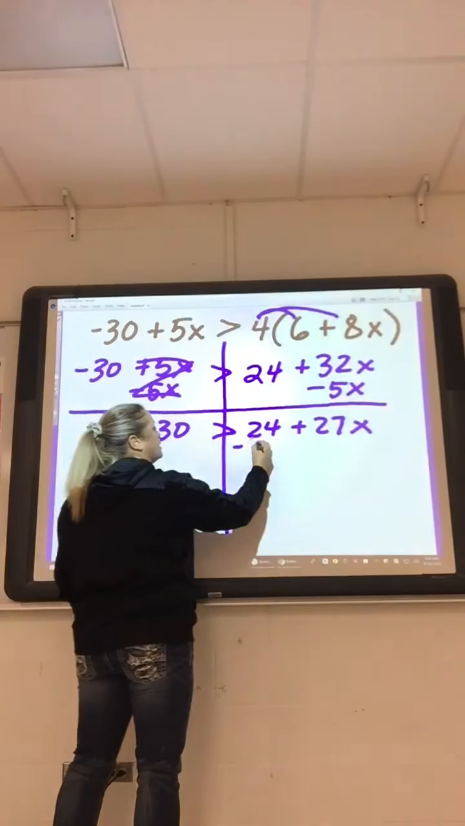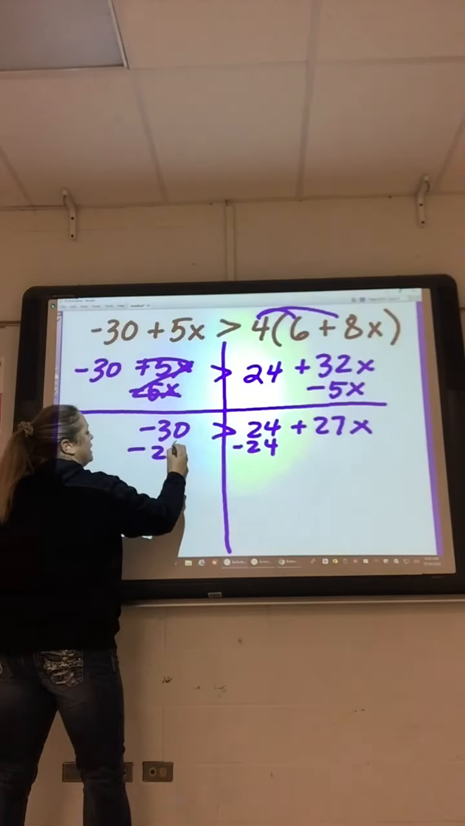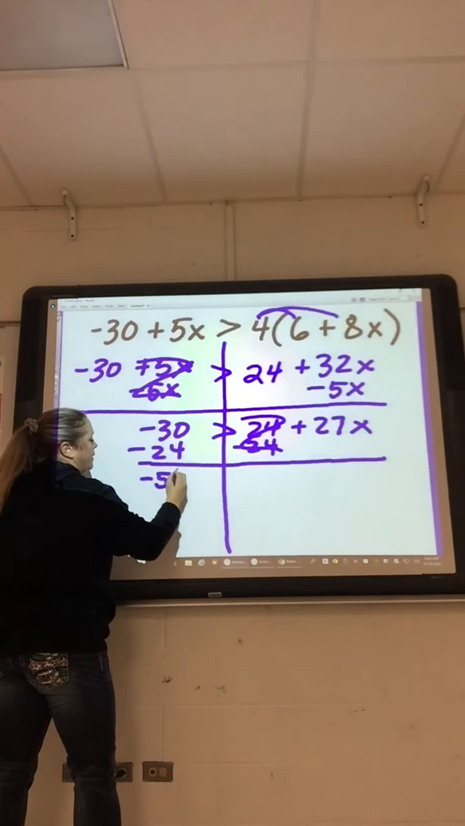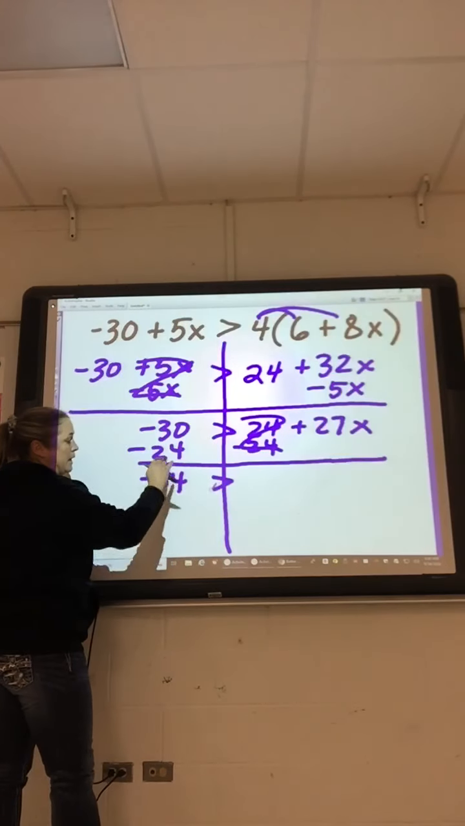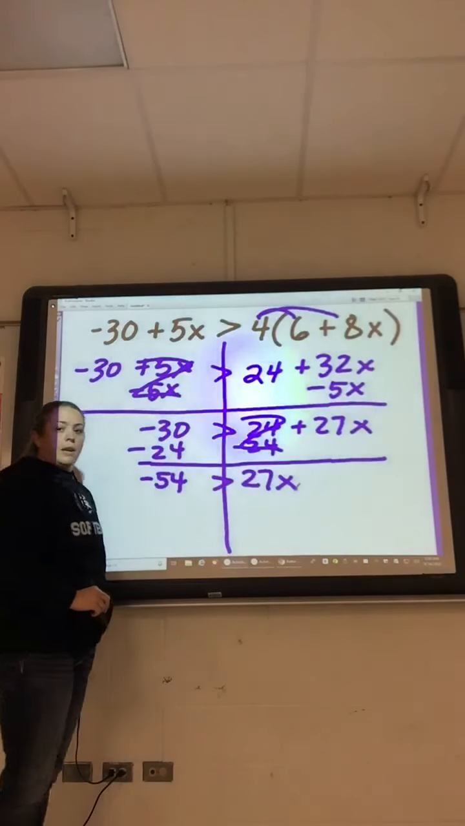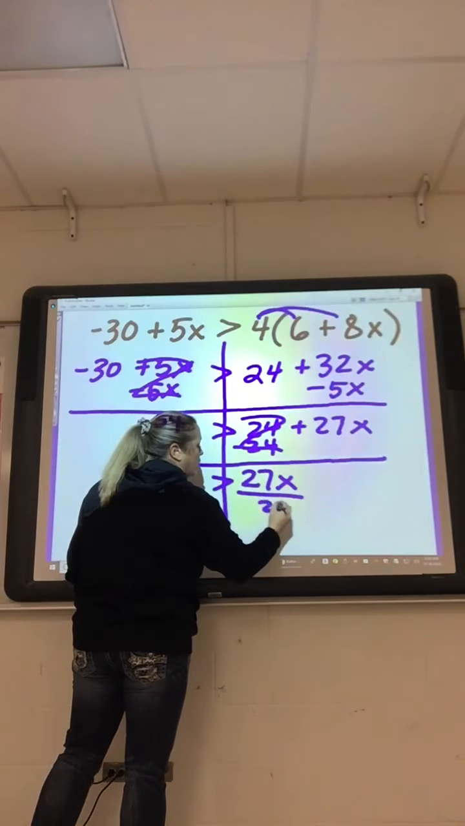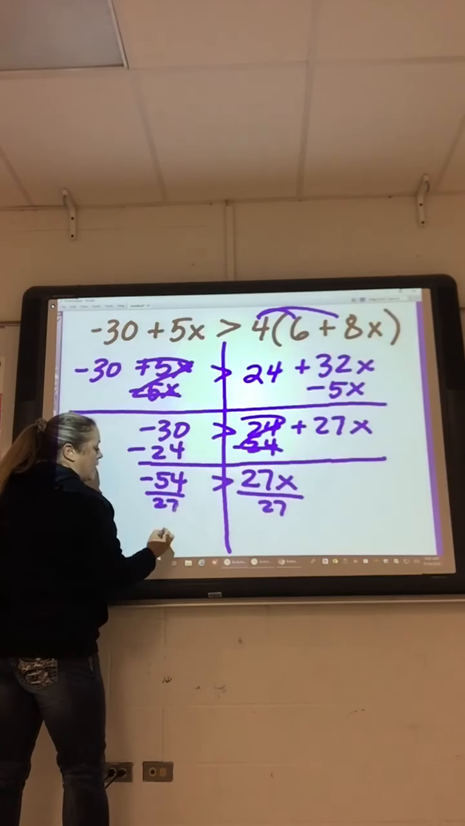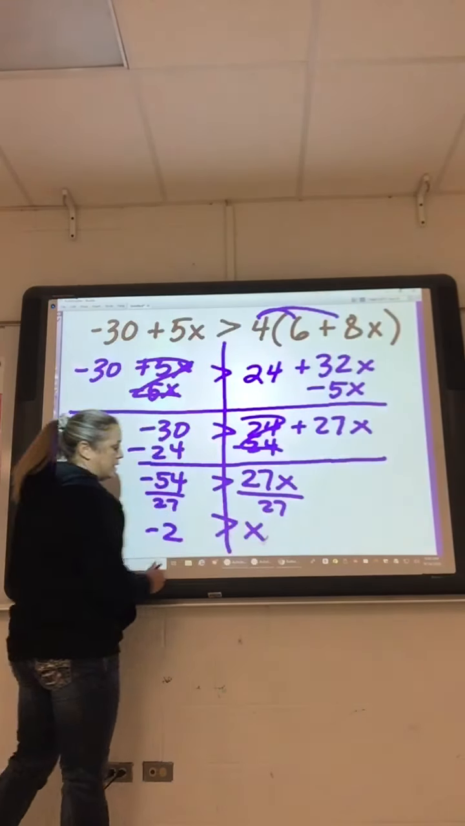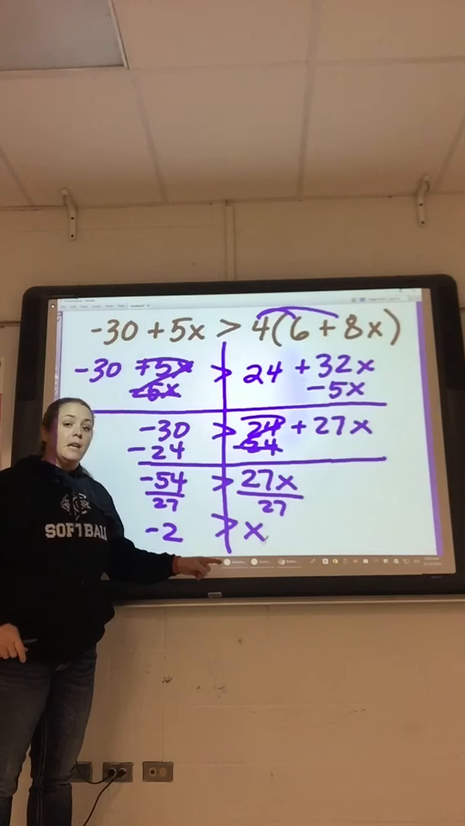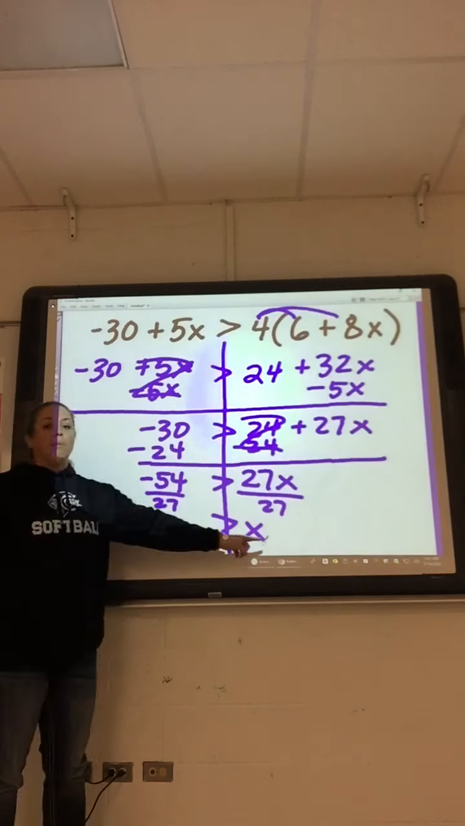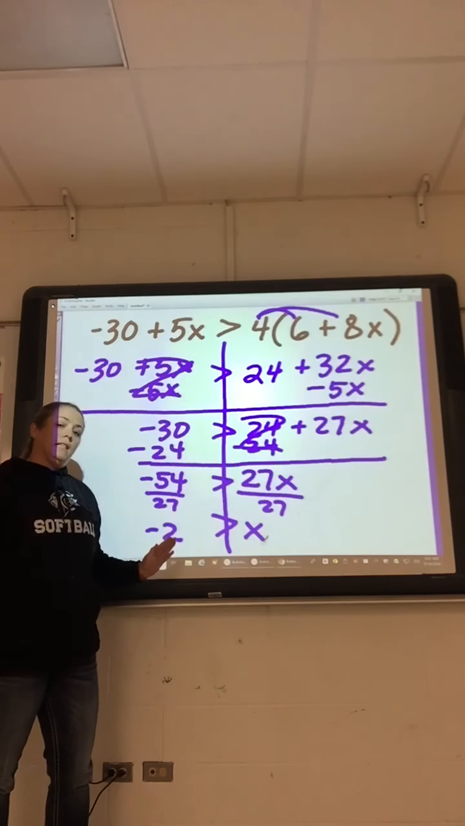So I'm going to subtract 24 from both sides. This zeroes out. I get negative 54 greater than 27x. I'm going to divide by my coefficient, which is 27, and I get negative 2 greater than x. Here's a big mess, because on the answer choices, when you're working a multiple choice problem, the variable won't be on this side most of the time. It'll say x, and so on.